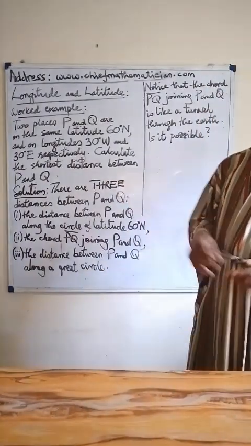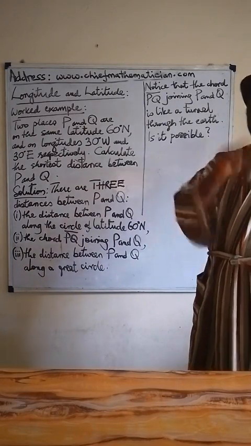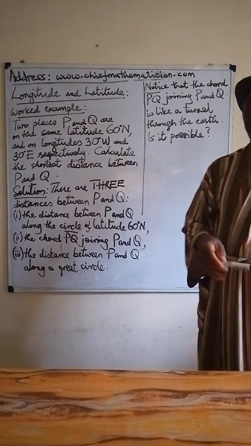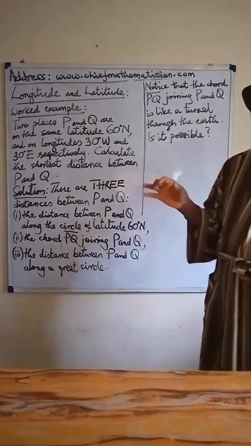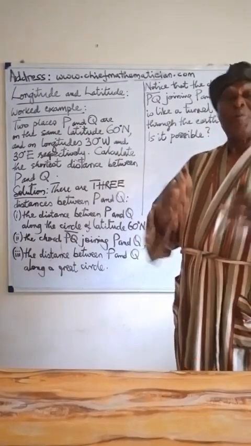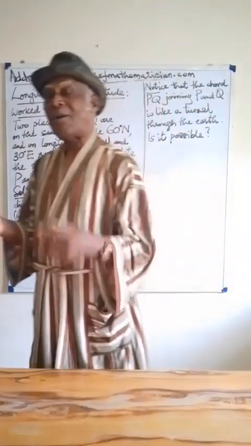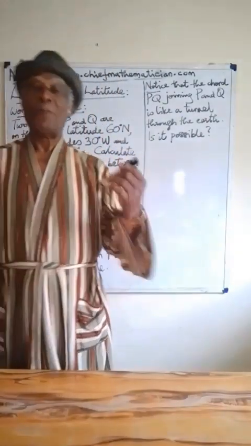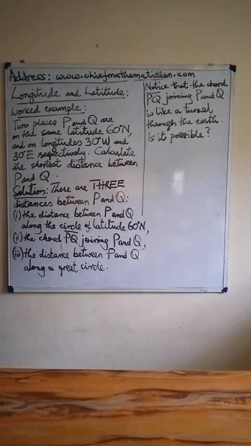I have carefully chosen this example so that you will see that there are actually three distances between any 2 points you choose on the Earth's surface. By the time I draw the diagram, you will see clearly what I am saying. We calculate these distances and then see whether they are the same or there are differences. If there are differences, which one is the shortest? We shall discover the shortest. The taste of the pudding is in the eating.